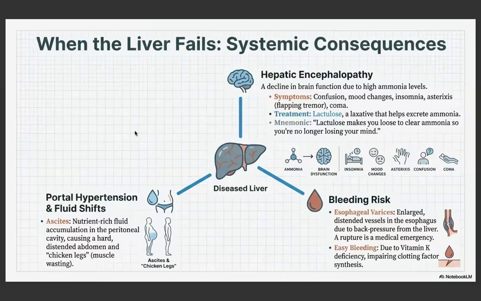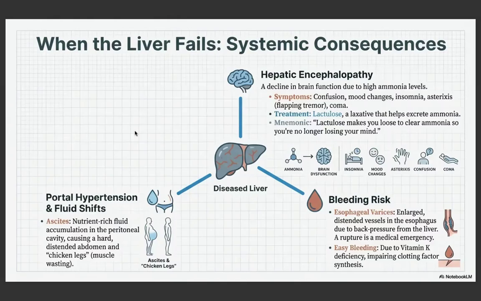Kind of going back into that portal hypertension and that cirrhosis, another thing that you're going to see with cirrhosis is something called hepatic encephalopathy. This is when you have a decline in brain function, like confusion, because of the high ammonia levels. They can also get something called asterixis, which is a tremor where they kind of flap their hand around.